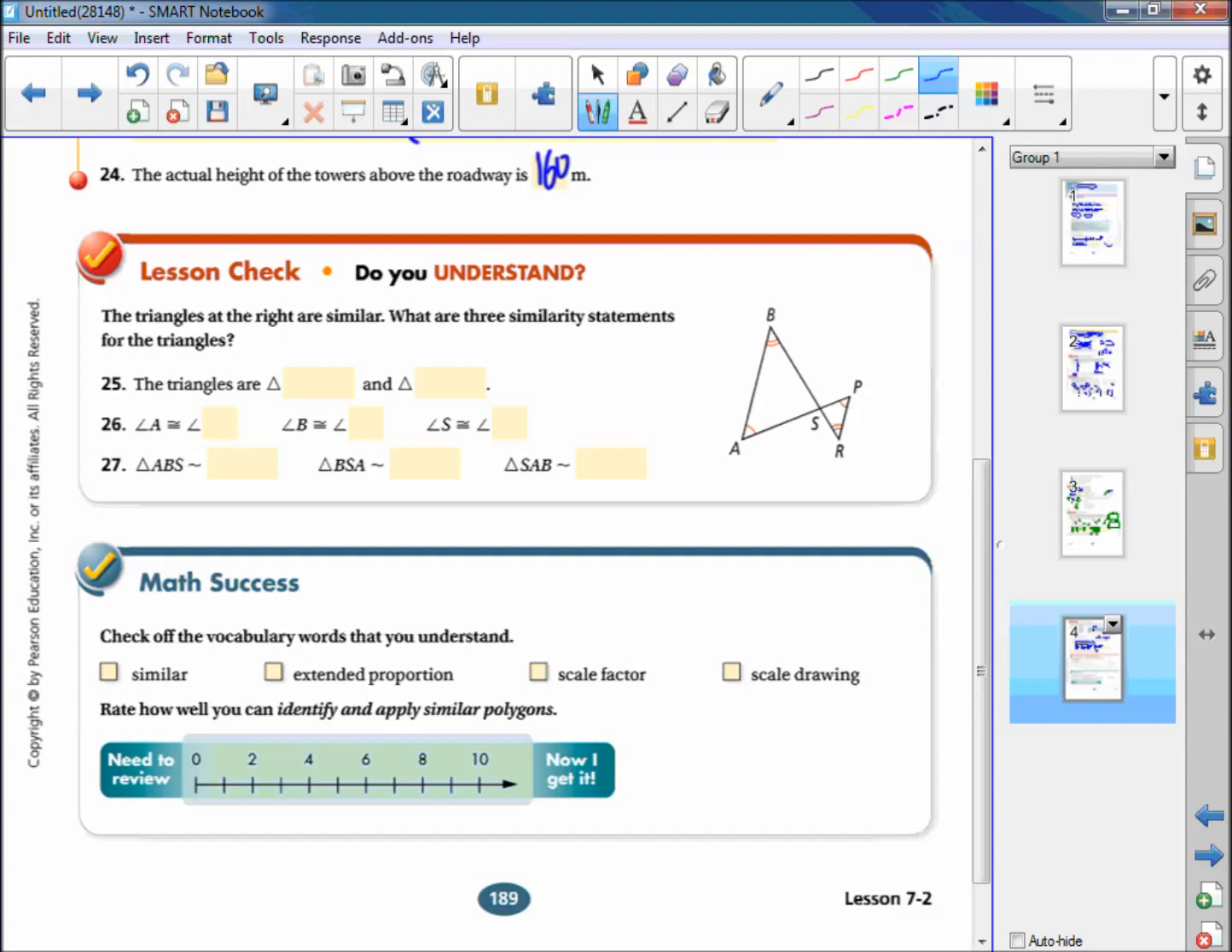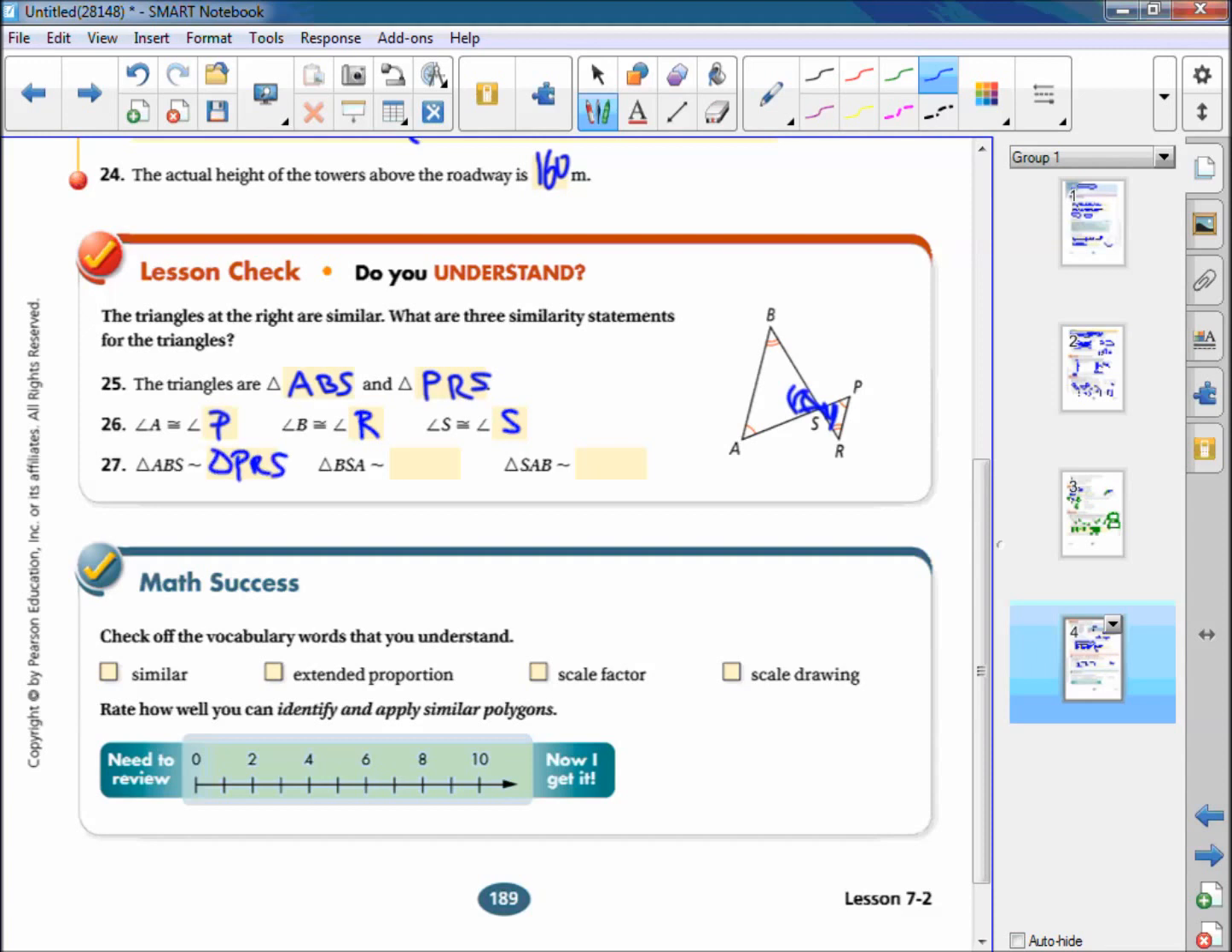So the triangles are ABS. And let's see, A had the 1 mark, B has the 2 mark, and S is in the middle. So P has the 1 mark, so P's got to go first, and then R, and then S. So angle A corresponds with, or is congruent to, angle P. Angle B is congruent to angle R. And angle S is, of course, still congruent to angle S. Those are supposed to be our vertical angles that are in here. So triangle ABS is going to be congruent to triangle PRS.